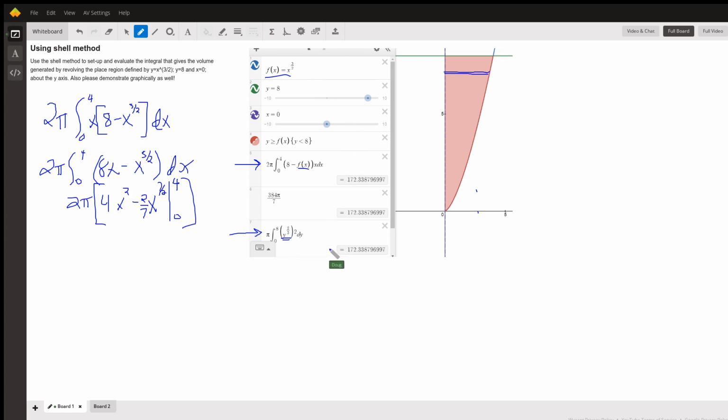You can see we get the same answer in all 3 cases. And this is the answer you get when you simplify this, 384 pi over 7.